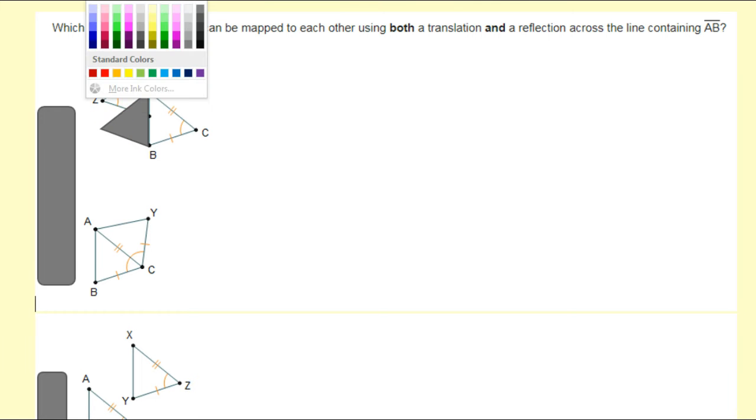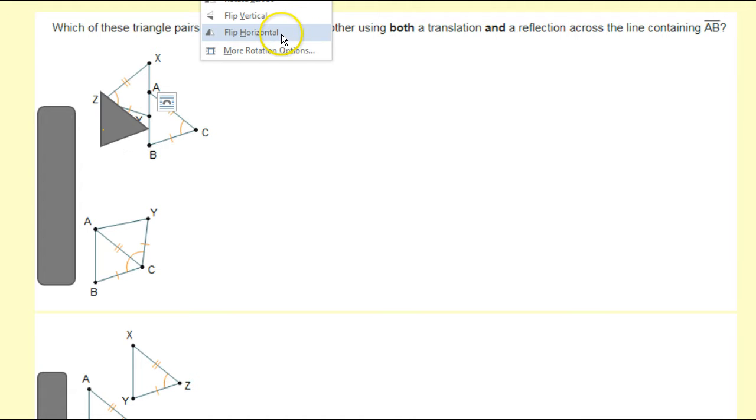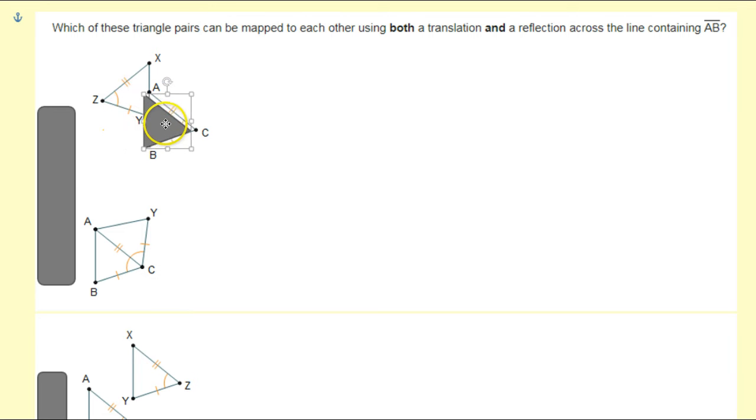If I were to do a reflection where this point was flipped over and landed on that point, this triangle would turn upside down to where this is picked up and put down over there. These triangles would match perfectly. Now I can kind of demonstrate that by doing a horizontal flip, they call it, but then I have to quickly move it over to show you.